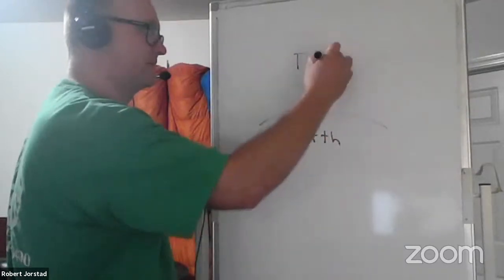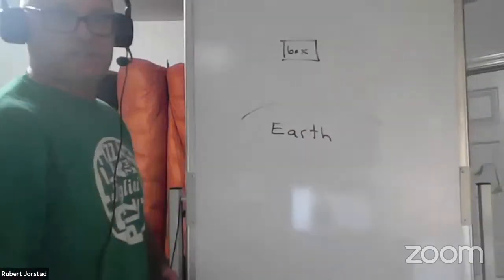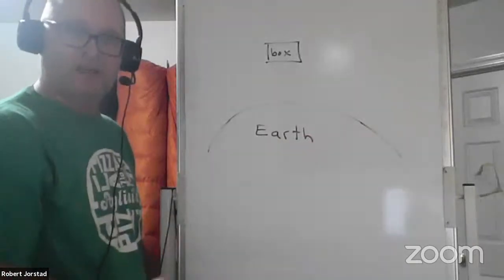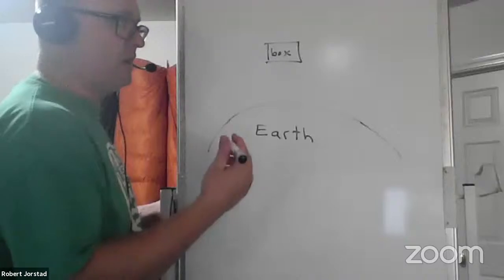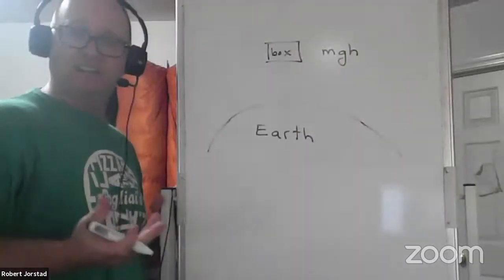So let's start with the Earth and a box. Imagine we have this Earth and the box, and obviously it's too big to draw the entire Earth. Normally, back in Physics 161, we used to say, oh, this box has energy mgh. And that's how we started.